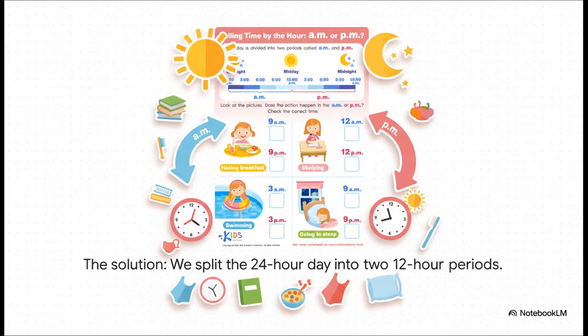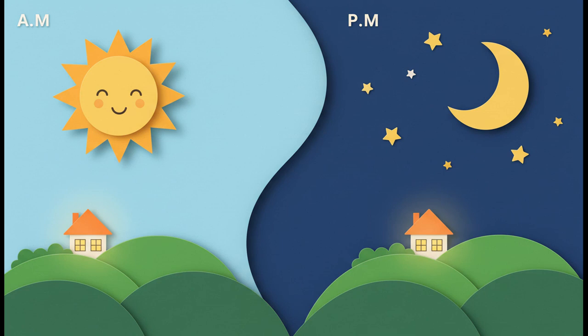We just slice the 24-hour day right in half. We end up with one 12-hour chunk that goes from midnight all the way to noon, and a second 12-hour chunk that goes from noon all the way back to midnight. And we give these two halves special names, AM and PM. AM is short for antemeridiem, which is just a fancy way of saying before midday. It covers all the morning hours. And PM is postmeridiem, or after midday, which takes care of the afternoon and all through the night.